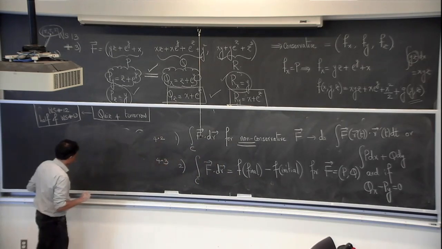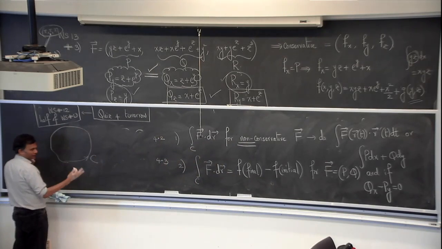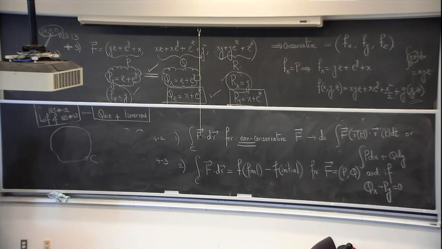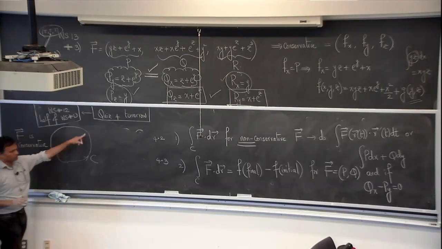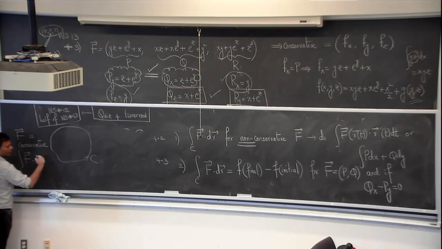My question to you is this: if C was a closed loop with some orientation, I don't care, you can go counterclockwise or clockwise, that's your choice. If C is a closed loop and if F is conservative, very important statement here, F is conservative and C is a closed loop, what is the line integral over C of F along this particular loop? 0. Okay, so I got an answer here.